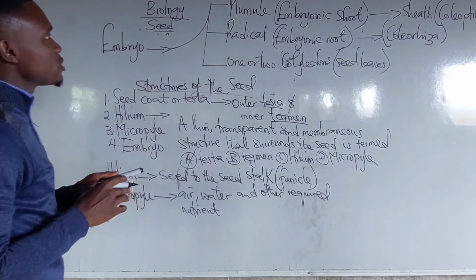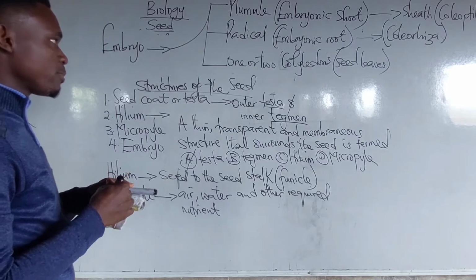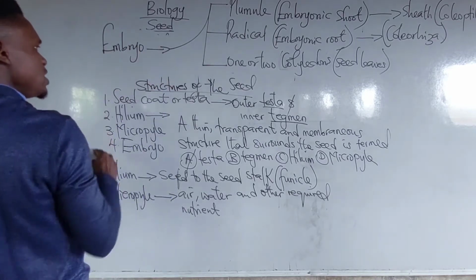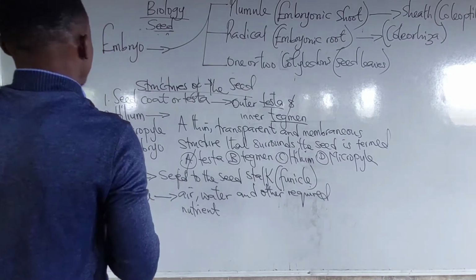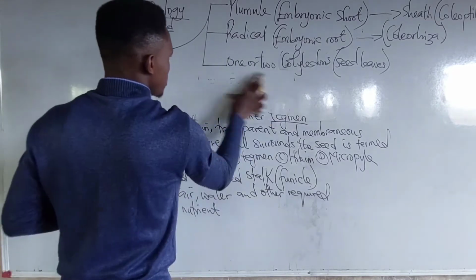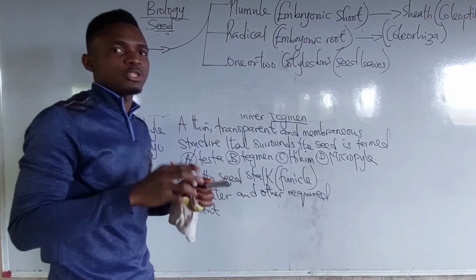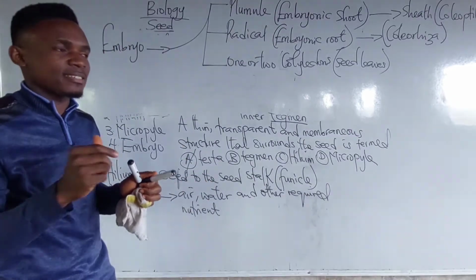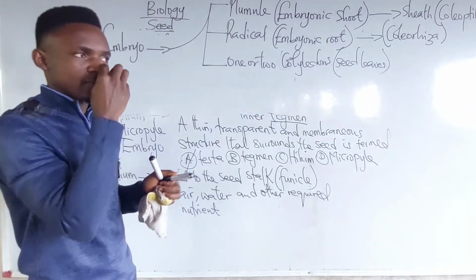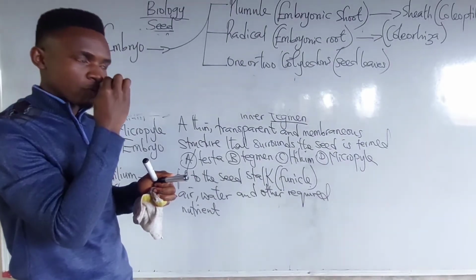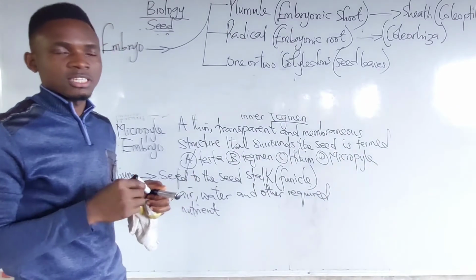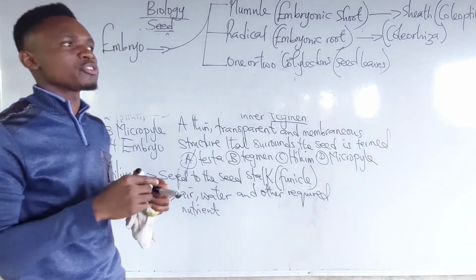Now let us proceed to seed dormancy. What is the meaning of seed dormancy? Seed dormancy, what does it mean? The word dormant, to be dormant, is like to be stagnant. That is to be in a state of sluggishness, delay, like things are not just working well.